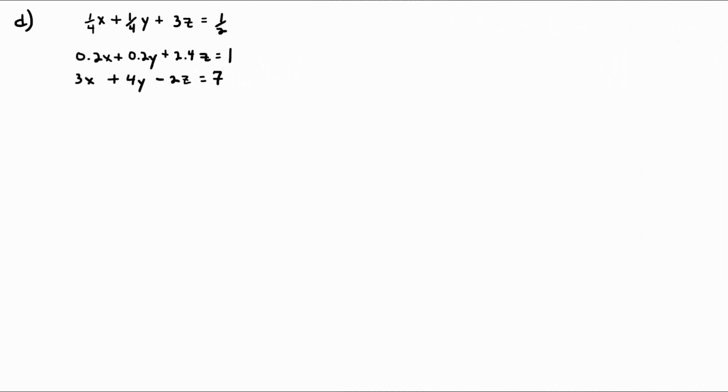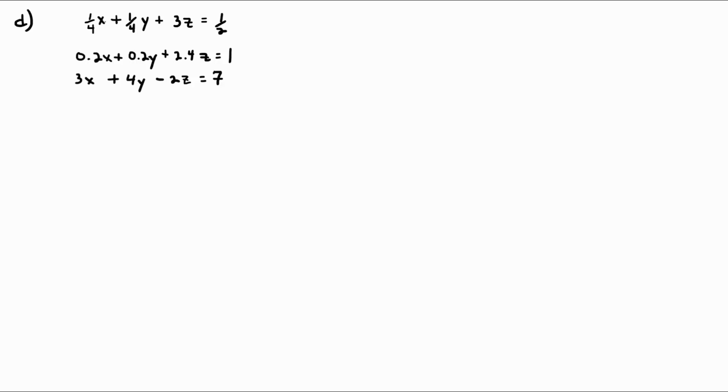In the next example, let's solve the system of 3 linear equations, 3 unknowns. 1/4 x plus 1/4 y plus 3z equals 1/2 is your first equation. 0.2x plus 0.2y plus 2.4z equals 1 is the second, and 3x plus 4y minus 2z equals 7 is your third equation. Okay, don't let fractions or decimals freak you out.